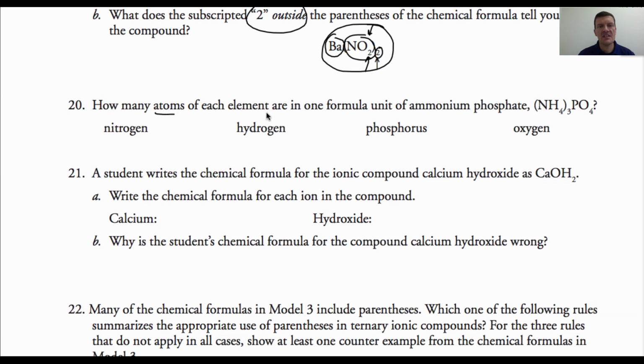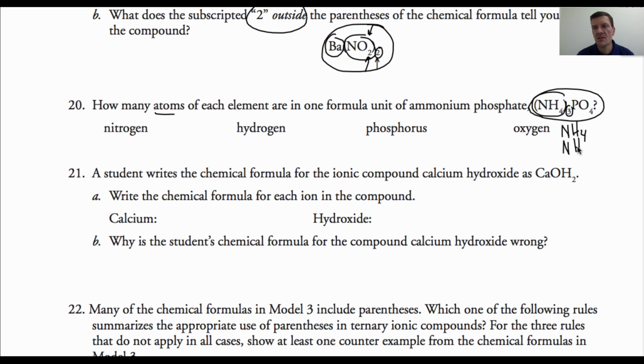How many atoms of each element are in one formula unit of ammonium phosphate? Well, let's look at this. It helps to draw. If you want to draw this out, by all means, or just write down how many of each of these we have. This NH4, I've got NH4, but you see this 3 here? It's outside the parentheses. That tells me the whole group is triple.